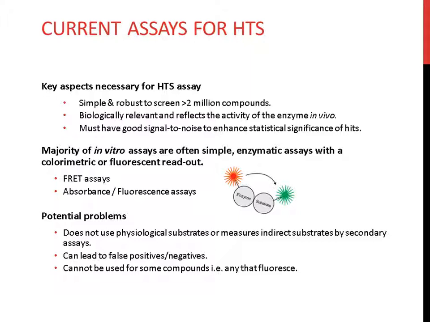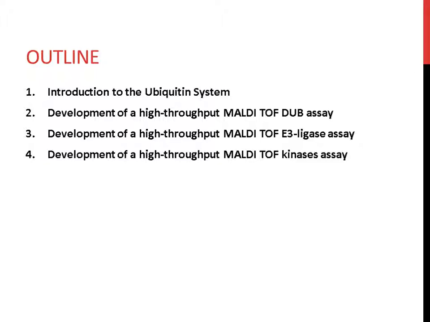So I'm going to show you today some examples where we can now use MALDI TOF mass spectrometry for high-throughput screening of drugs. First, because maybe not everyone is an expert in the ubiquitin system, I give a few introductory slides to the ubiquitin system and how MALDI TOF mass spectrometry works. Then I'll show you data on our published work of a high-throughput DUB assay. I later go on to an E3 ligase assay that is just about to be submitted. And then, again, a published work, which is the MALDI TOF kinase assay.